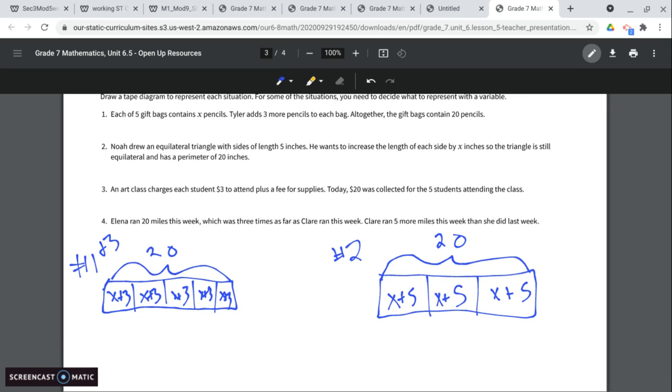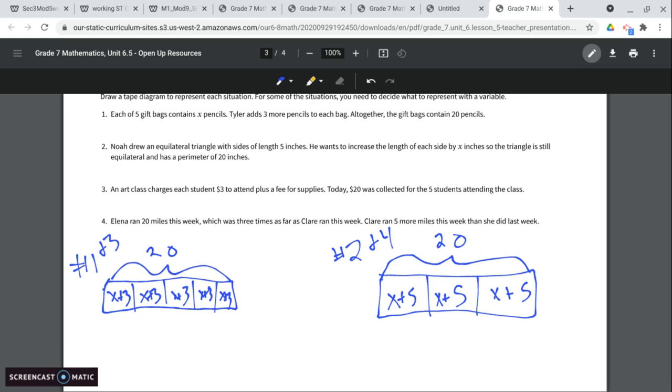For number 4, Elena ran 20 miles this week, which was 3 times as far as Claire ran this week. Claire ran 5 more miles this week than she did last week. 3 times as far, 20 miles, 3 sections, 20 miles total, 5 more this week than last week. So 2 and 4 have the exact same tape diagram as well.